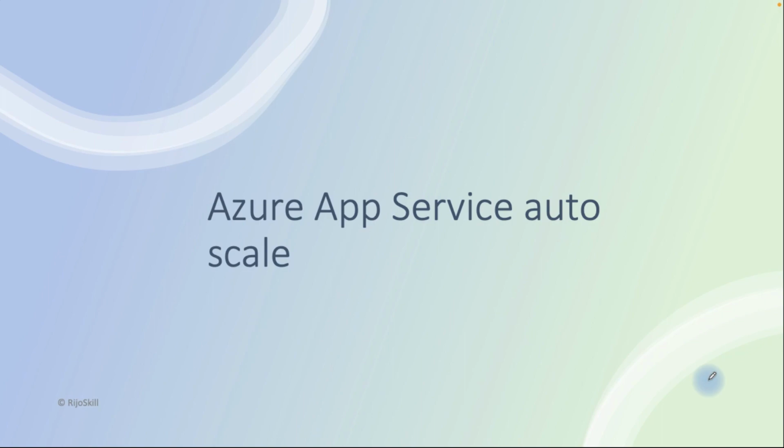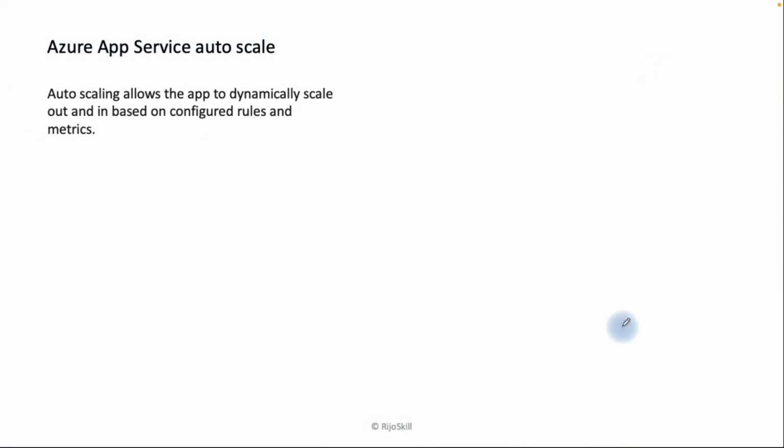So Azure App Service auto scale. Auto scale allows the app to dynamically scale out and in based on the configured rules and metrics. I told you before, this auto scaling depends on rules and metrics. So it is useful for unpredictable workloads. For example, you have a website like hotel booking. The hotel booking website gets more traffic when the vacation time comes. Vacation time means more traffic will come. So you need to increase your scalability.